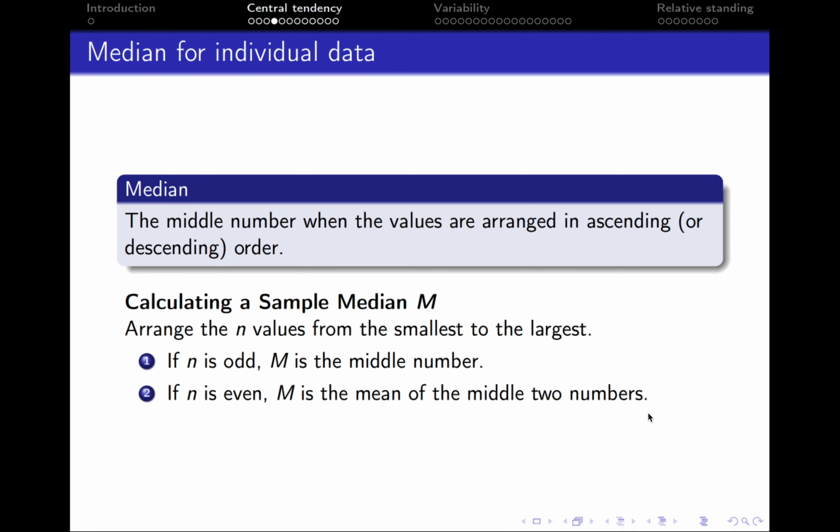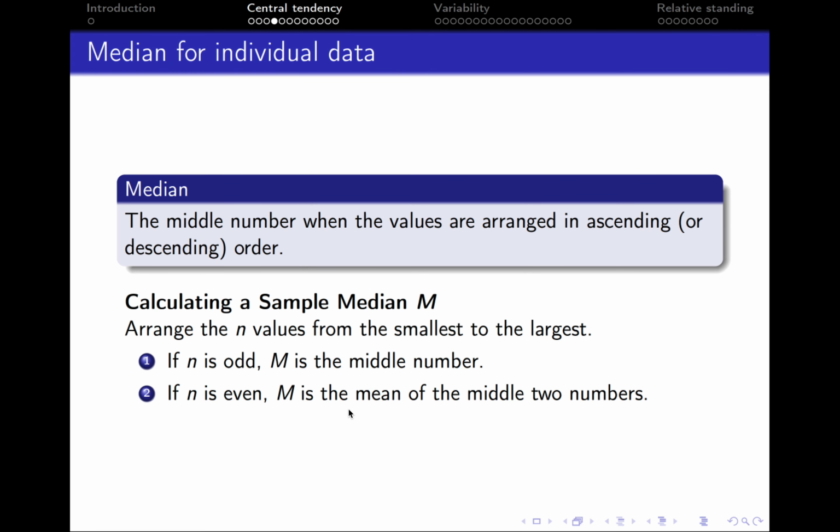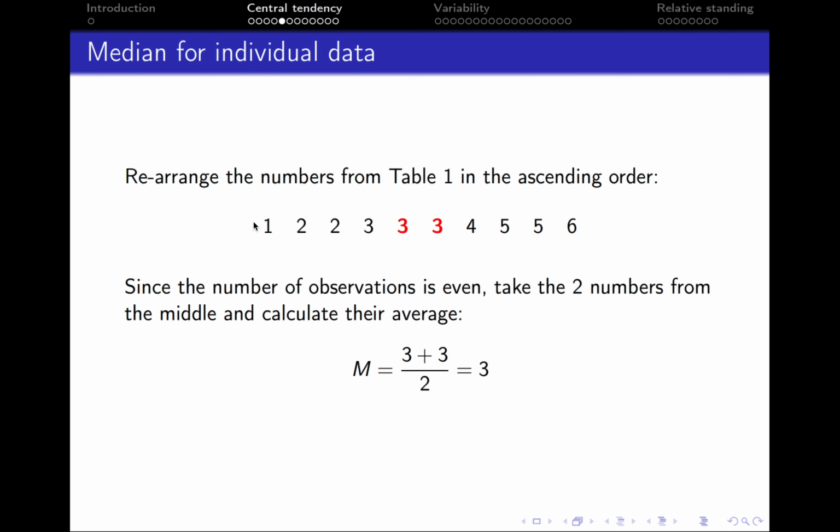However, if the number of observations is even, like in our case, where it's 10, we need to take the two middle numbers and divide their sum by 2. So let's have a look at our example. In this row you can see that the values have been ordered from the smallest to the largest. Since this is an even number of values, 10 numbers, we need to take two middle values. In this case these are 3 and 3. To calculate the median, we sum them and divide by 2, and we get that the median value for this data set is equal to 3.